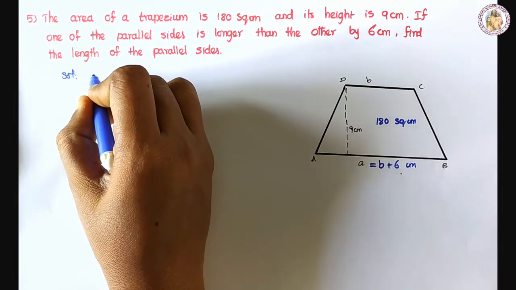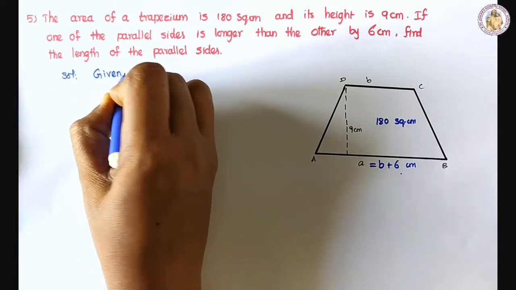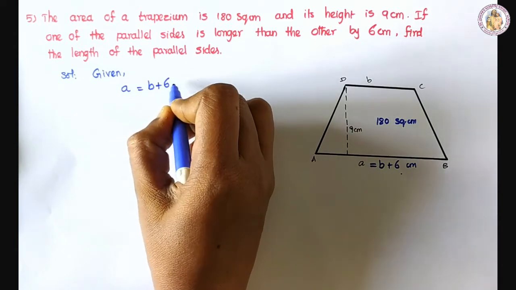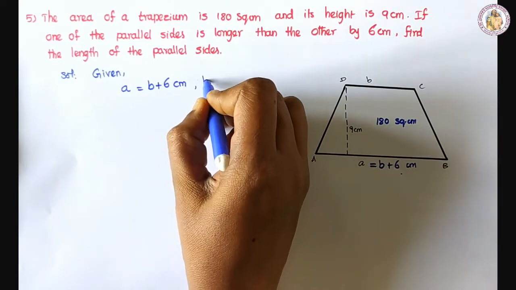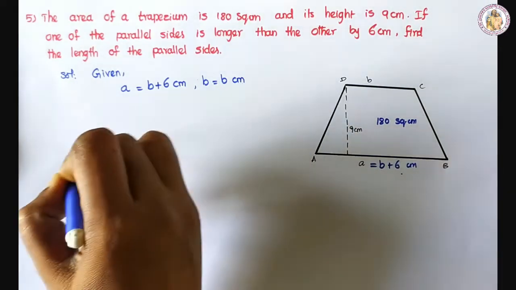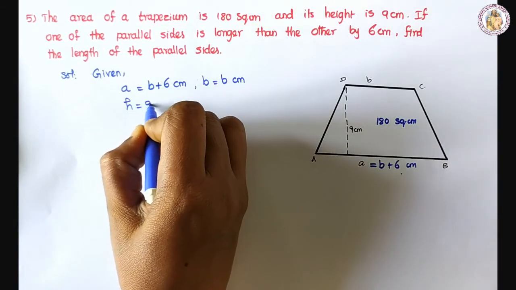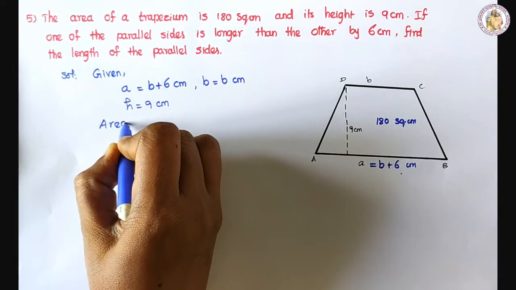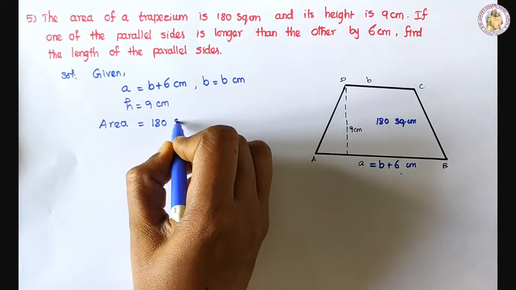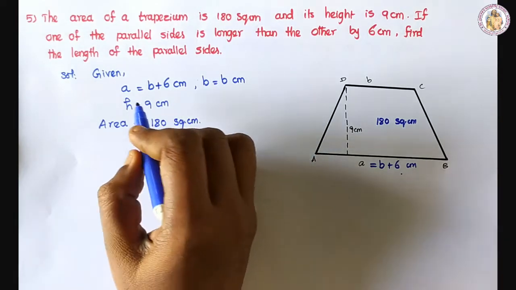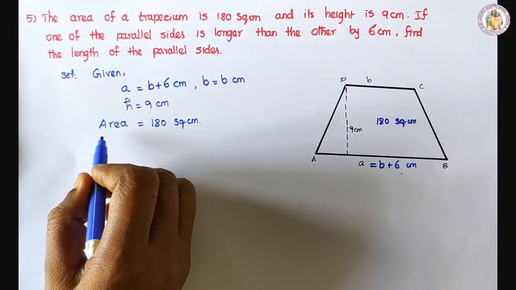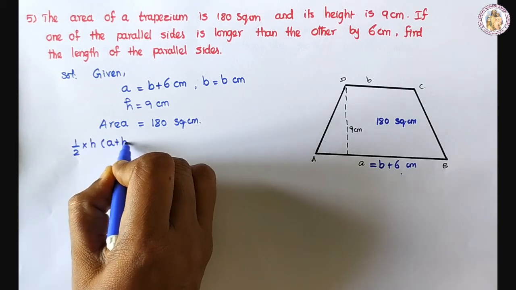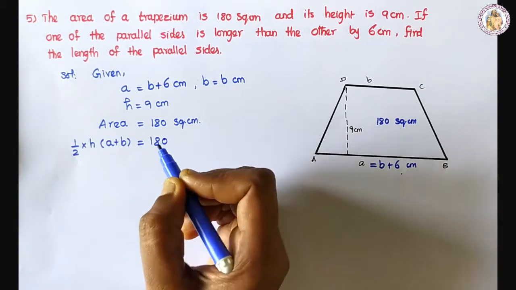Now the solution, write down what they given. A equal to B plus 6 centimeter and B equal to B centimeter and height equal to 9 centimeter. And also given area, that is 180 square centimeter. Now we have to find out the values of A and B. So apply the formula 1 by 2 into H into A plus B equal to 180.